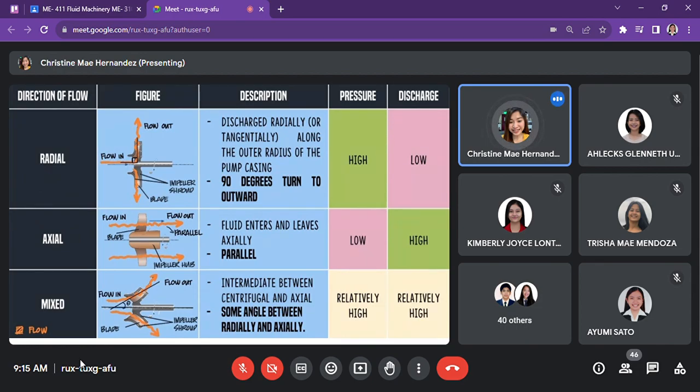Wait, para may kulang na slides dito. Saglit lang ah.